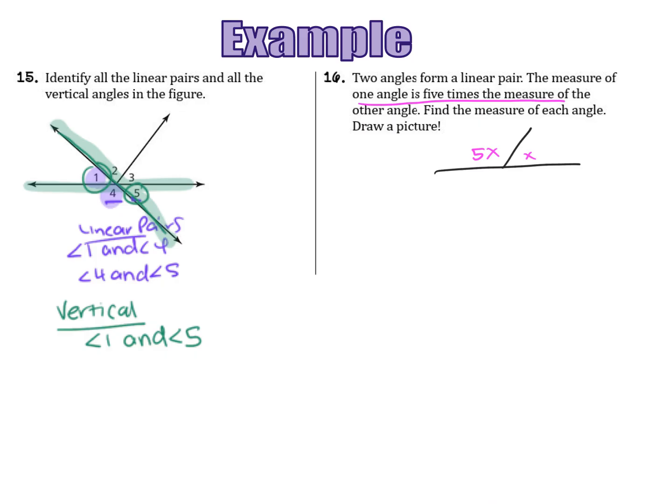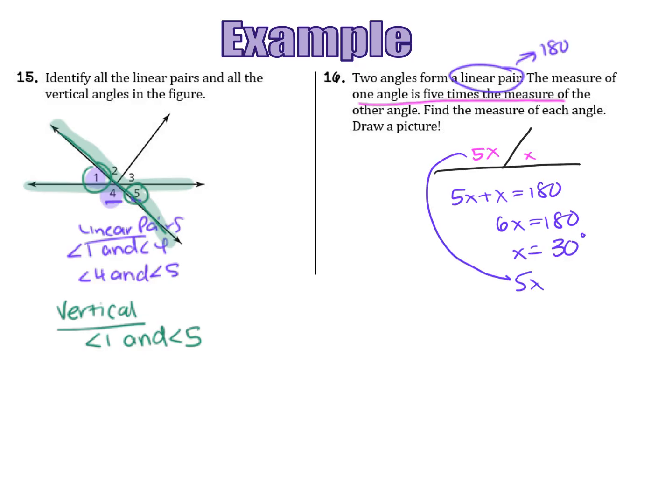I know that if it's a linear pair, that means that these angles are going to add to be 180. So 5x plus x is 180. So 6x is 180, which means that x, 180 divided by 6, is going to be 30 degrees. And 5x, which is the other angle, 5 times 30, is going to be 150 degrees. So the angles are 30 degrees and 150 degrees.